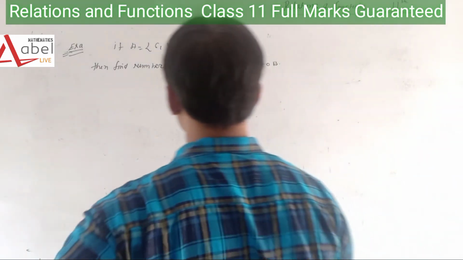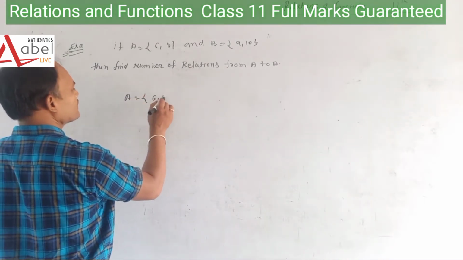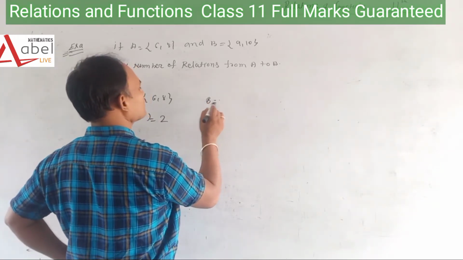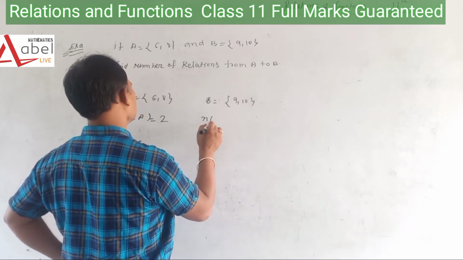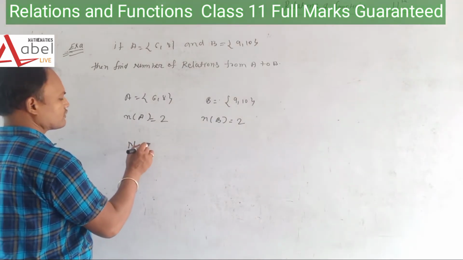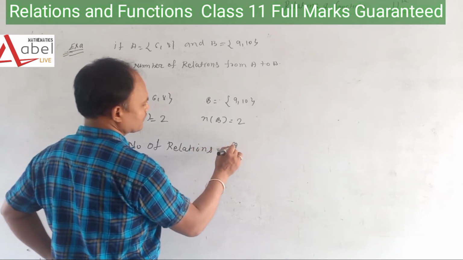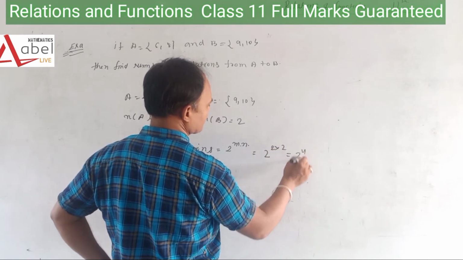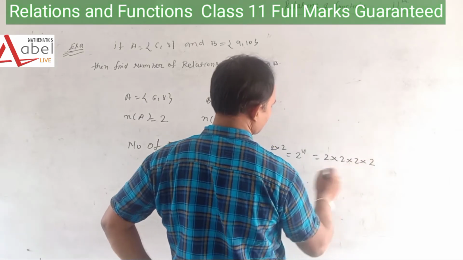Okay students, so how can we solve this question? Let's see. If A equals {6, 8} is given, it means n(A), the number of elements, is 2. What about B? B equals {9, 10}, so n(B), the number of elements, is also 2. So what is the number of relations? I already gave you the formula, that is 2 to the power mn, so we can say 2 to the power 2 into 2, that is 2 to the power 4, so it means 2 into 2 into 2 into 2, which is 16.